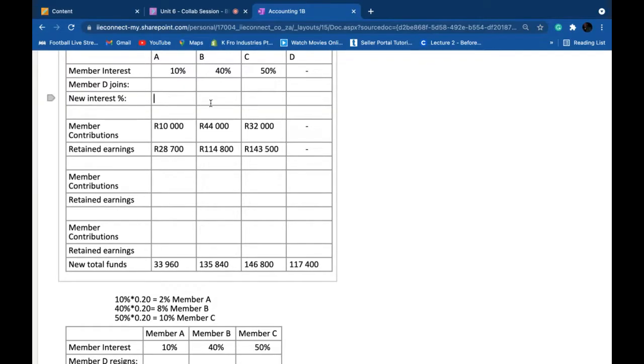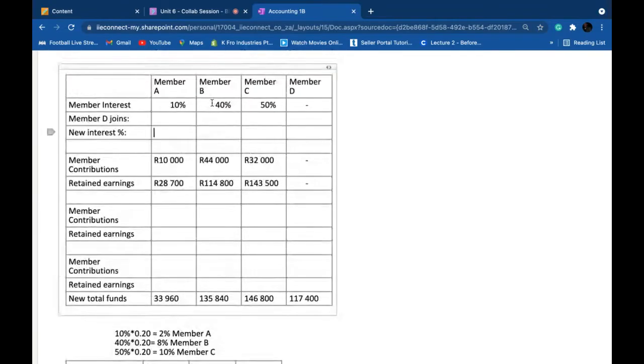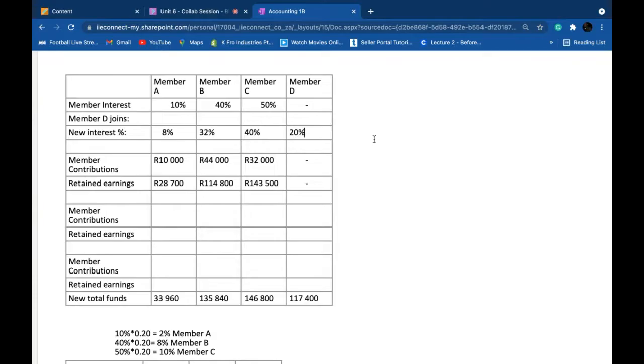So the new interest for member A is going to be 8%. For member B it's going to be 32%. And member C is going to be 40%. And member D now has his 20%. Everybody happy? Now that we've done that, what else do we need to do?